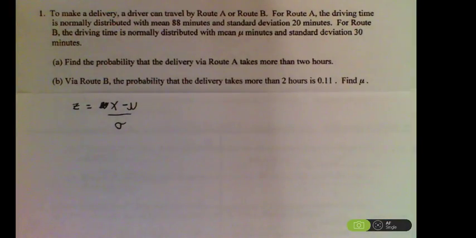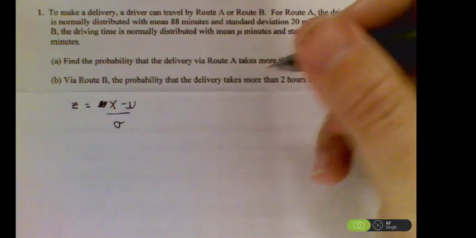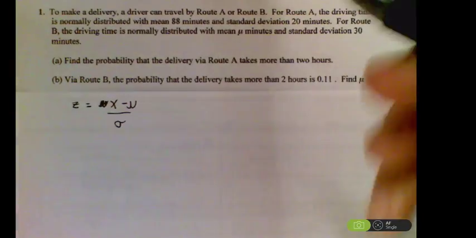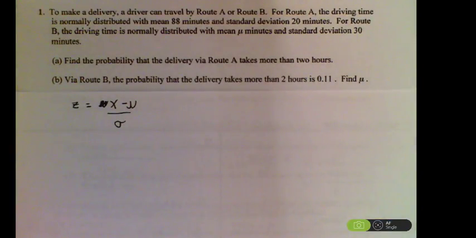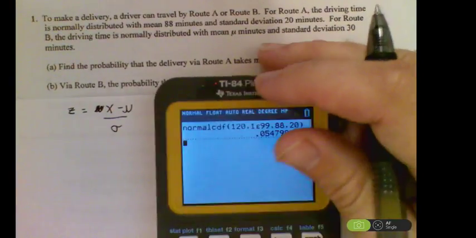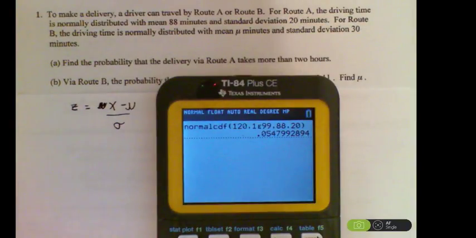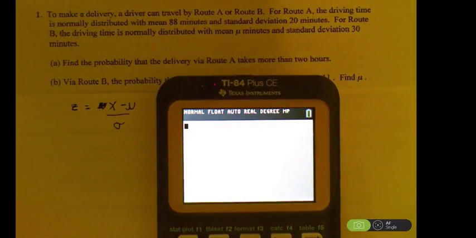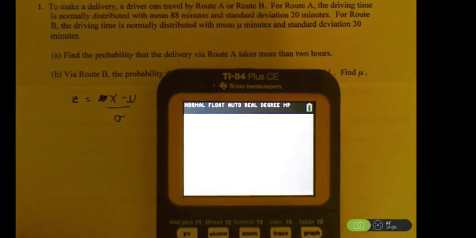For route B here, we're just going to plug in what we know. We got probability that it's more than 2 hours would be 11%. Remember when we do these, our calculator calculates everything from 0 all the way up to whatever number we're using. So if more than 2 hours is 11%, that means on the other side of that is 89%. Also remember your z-score formula is based on the standard normal distribution. Standard normal is the one where your mean is always 0 and you have a standard deviation of 1. That's what the z-score formula goes with.